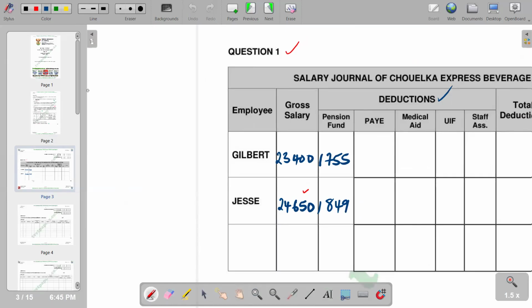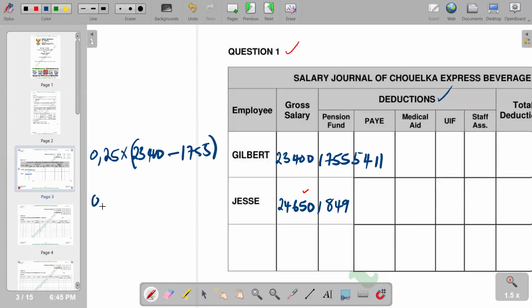So we say 25%, and as a decimal, it's 0.25. And then we multiply it by the difference between our gross salary and the pension fund, which is 1,755. So we subtract 1,755 and multiply the net figure by 0.25. If you do that, you get your PAYE is 5,411.